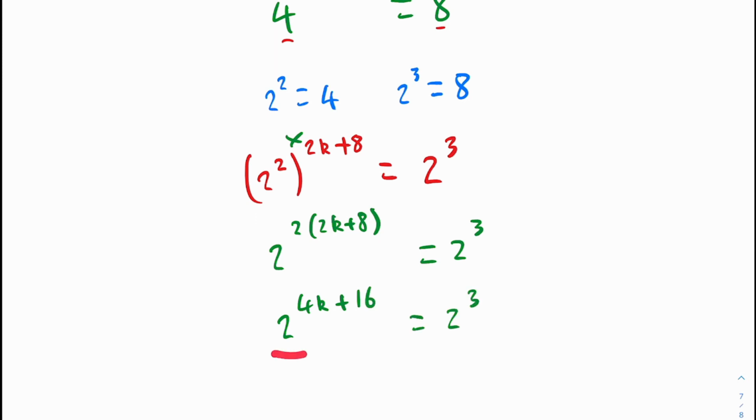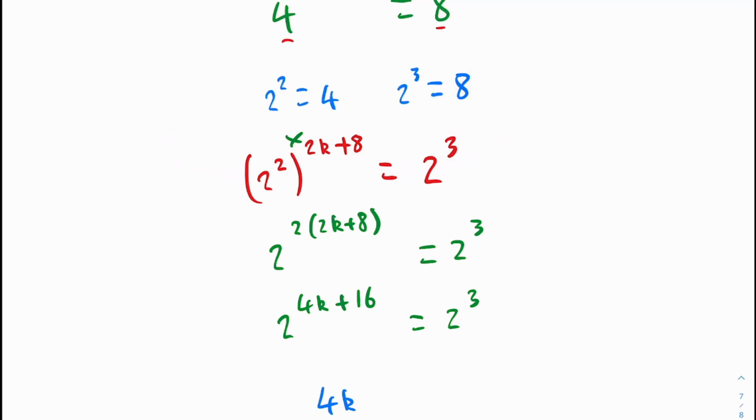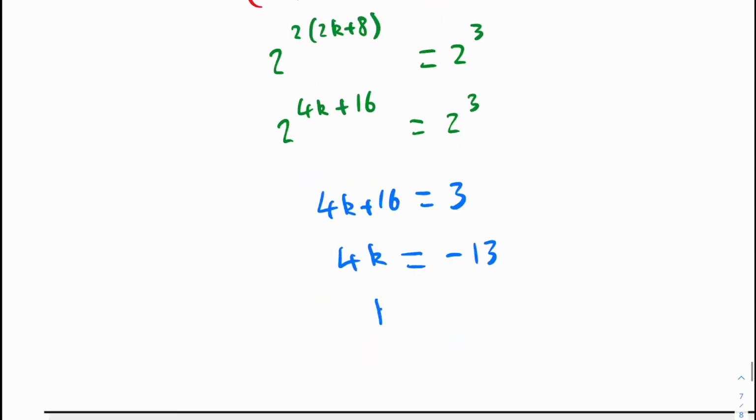So now as the base is the same in both, and they are equal to each other, this means that 4k plus 16 must be equal to 3. So just solve the equation as you normally would. Take away 16 from both sides, get minus 13. So therefore k is equal to minus 13 over 4.